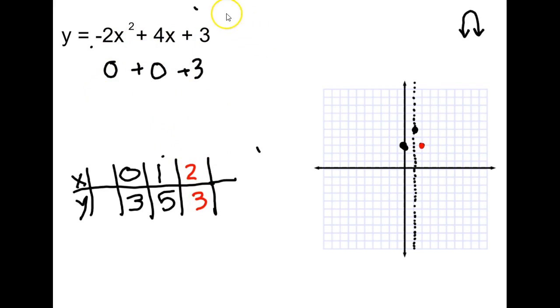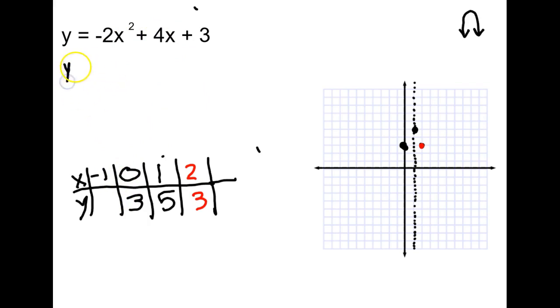We need one more point to finish this, because right now it just looks like a V, and we know it shouldn't look like a V. So I'm going to pick one more point, maybe one to the right of this point on the right, or maybe one to the left of this point on the left. I don't usually like to put negative numbers into my equation, but I'll do it anyway just to show you guys. So we'll erase this, and we'll see what y is when x is negative 1.